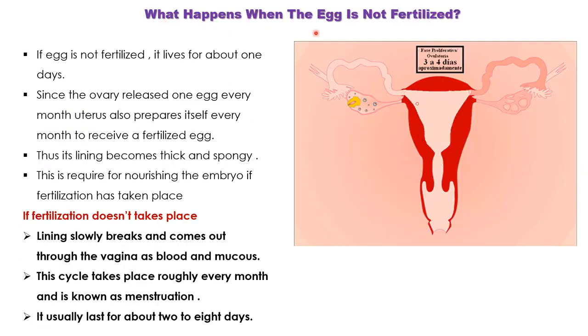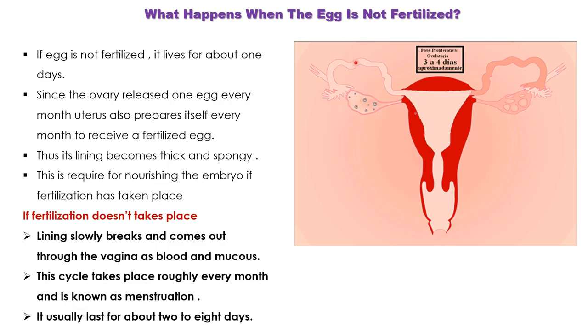Now, what happens when the egg is not fertilized? We know that the egg is fertilized when the egg reaches this part, that is the fallopian tube. Sperm start coming from the vagina to the uterus, and all the way to the oviduct or fallopian tube, where the sperm fuses with the egg and fertilization takes place.